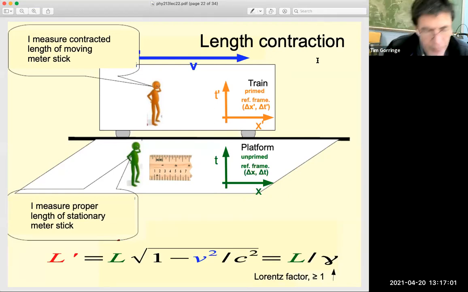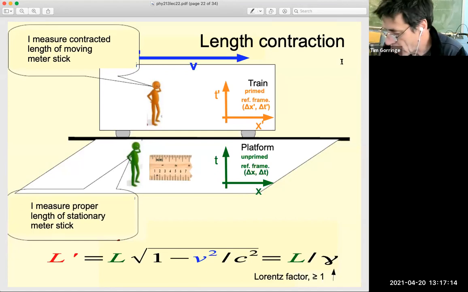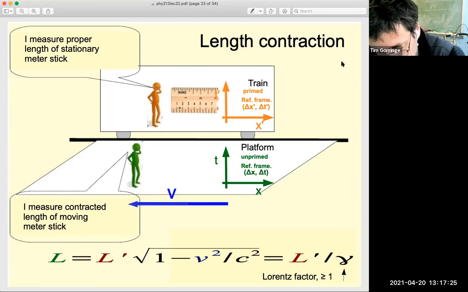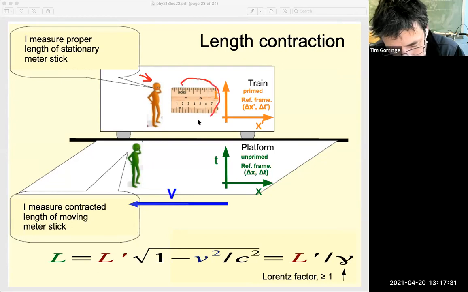Just like time dilation worked both ways around, you could think of a clock in the train or a clock on the platform, length contraction also works in both directions. So this is now a picture from the perspective of the observer in the train rather than the observer on the platform. And this observer in the train here, they have their meter stick.